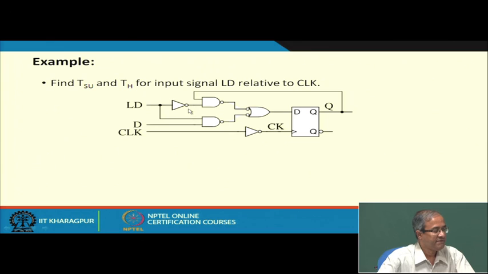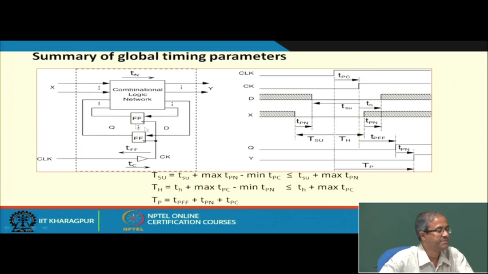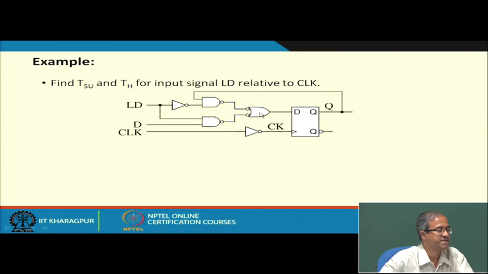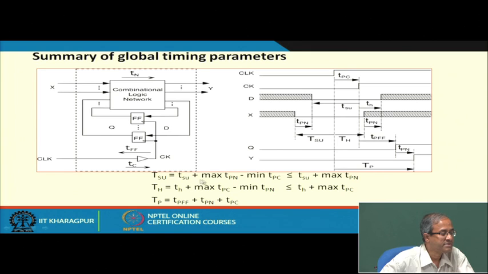Fine. Here we have an example where we are trying to find out the setup and hold time for the input signal load relative to the clock. This is an illustration of this same case, just a specific example. So, here the combinational network consists of 3 levels of gates, okay? One inverter, one stage of NAND, another, this is also a NAND gate, one stage of NAND. So, the setup time will be, you see the setup time was what in the earlier slide? This was the expression, right?